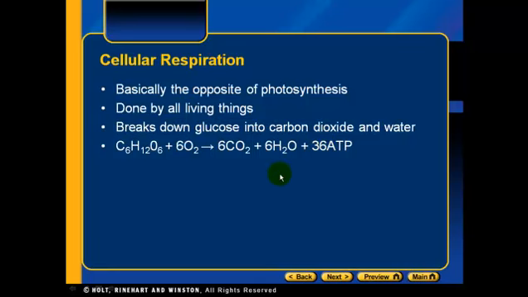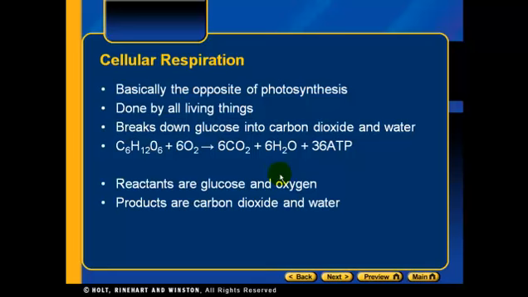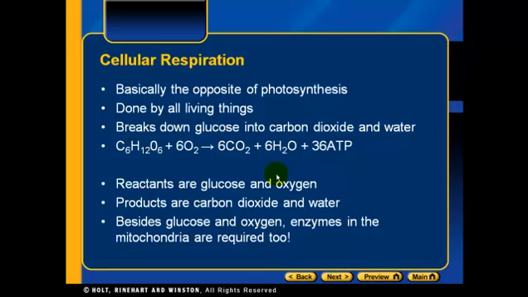This is what you learned in Let's Try. The reactants from this equation, make sure you understand the word reactants again, are glucose and oxygen. The products are carbon dioxide and water, and obviously ATP. Besides glucose and oxygen, there are also enzymes involved in the mitochondria that are also required.